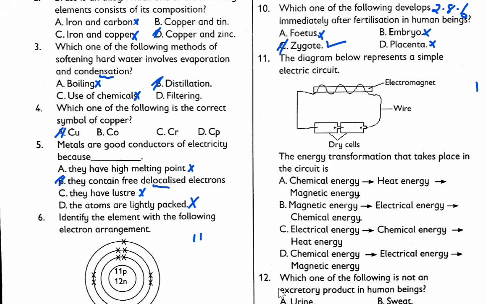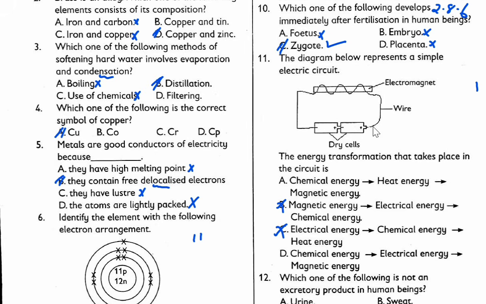So the easiest way to get the correct option, remember that dry cells contain stored chemical energy. And therefore, we're going to look at which option starts with chemical energy. So we eliminate B, you can see it starting with magnetic energy, and also eliminate C, electrical energy. That's how easily you can pass section A. You just start by elimination. So we remain with A and D.